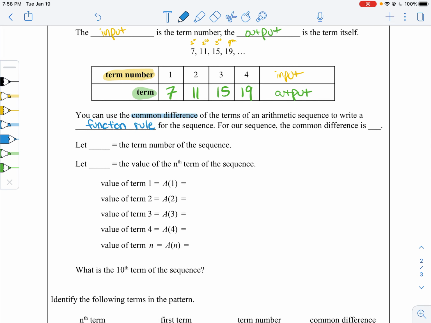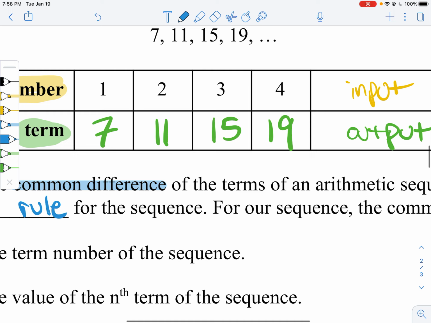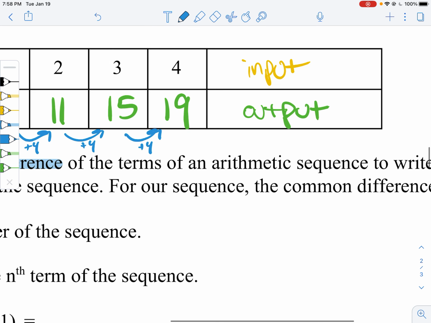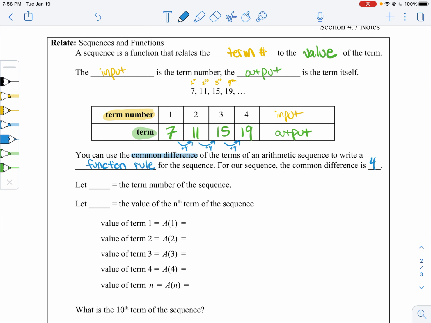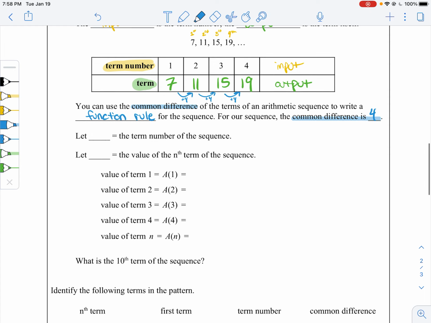For this sequence, we need to find the common difference. The difference here is a positive 4. We are adding 4 each time. So our common difference is 4. That's very important. Keep that in mind. Do not forget it.